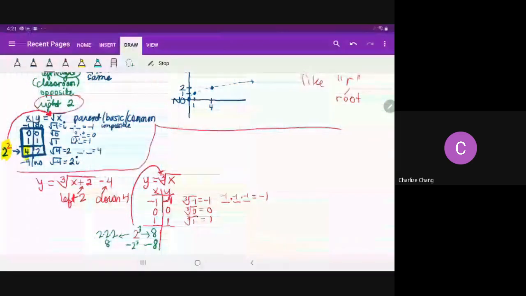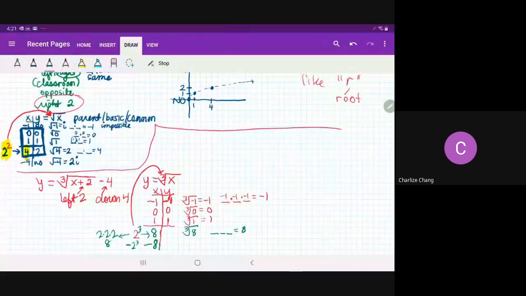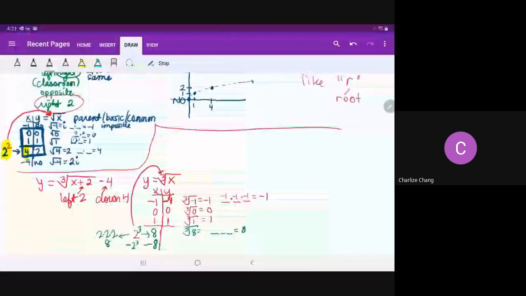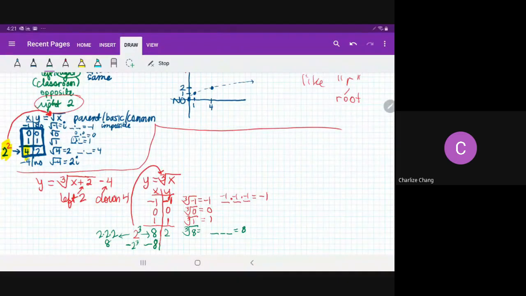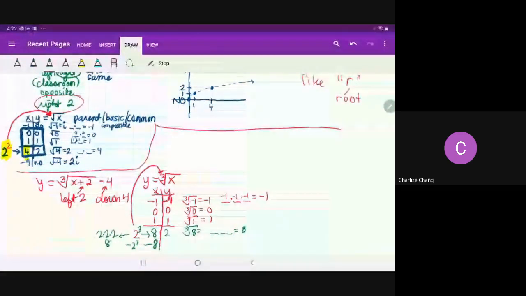Okay. So let's do those. The cube root of 8. What number 3 times gives you 8? 2. I agree. What number 3 times gives you -8? Oh, no. Okay. What number 3 times -2? So this one's -2.